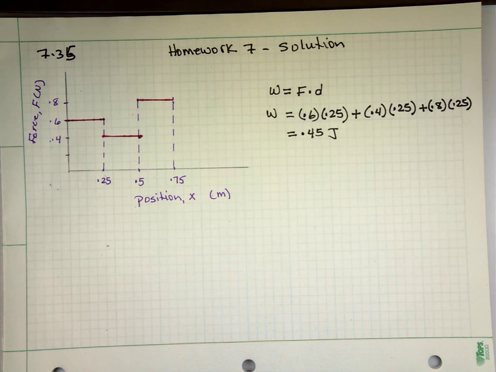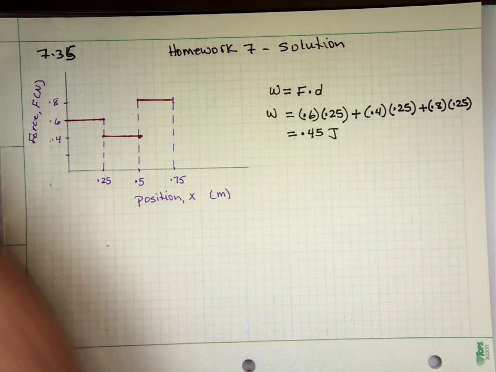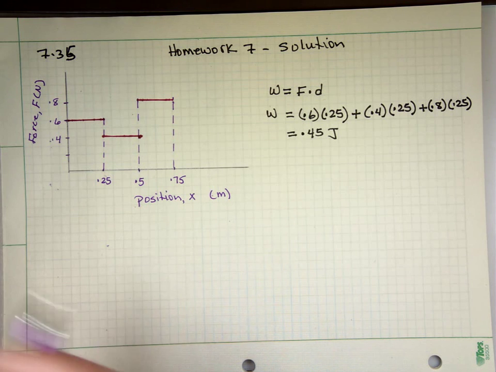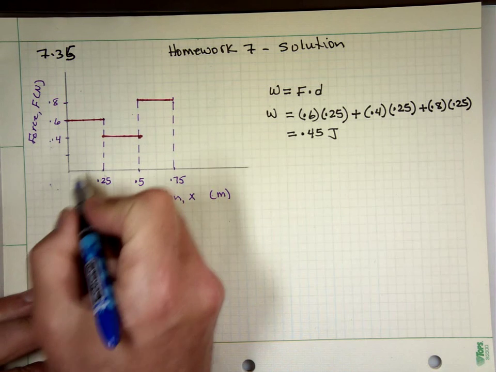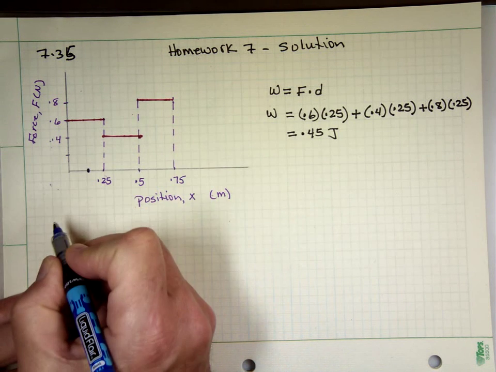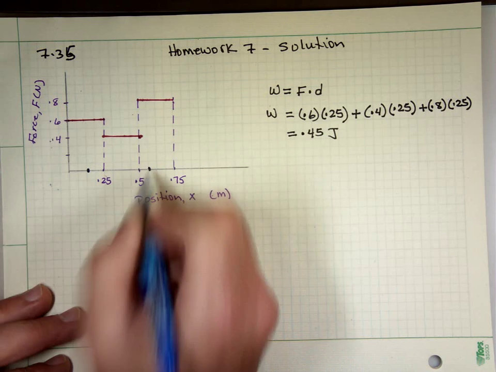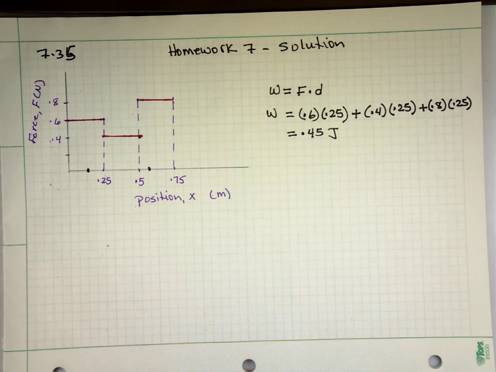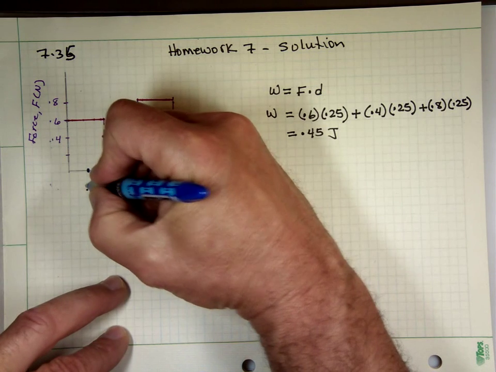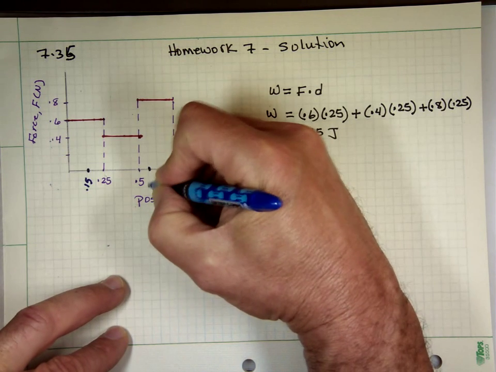Now the next part is how much work is done by the force if the object moves from 0.15 to 0.55. So part B is you're not going from the beginning all the way to the end. You're going to move from here, 0.15 is somewhere here, to 0.55, which is right here. Can you see for part B? 0.15 and 0.55.